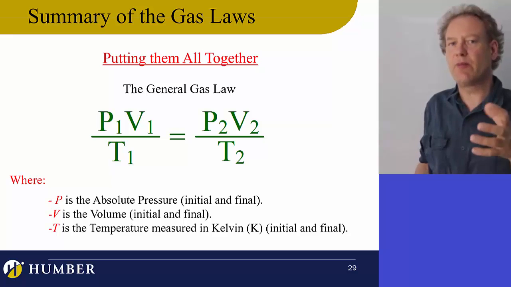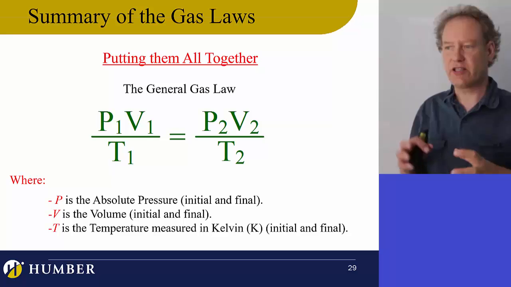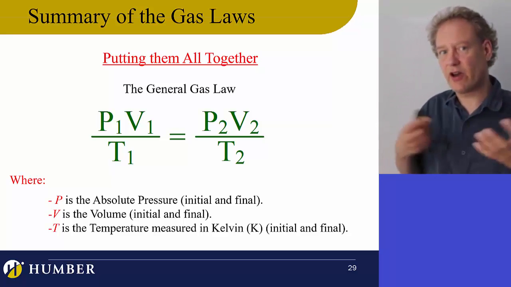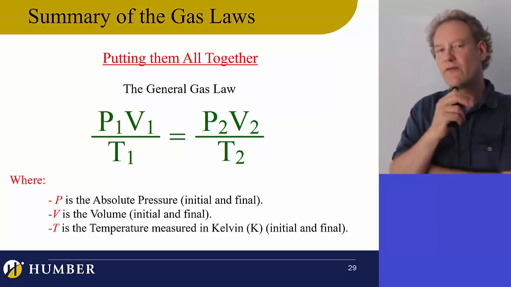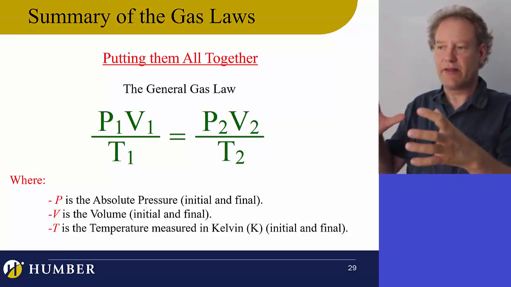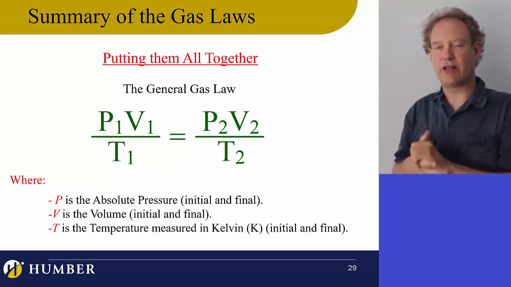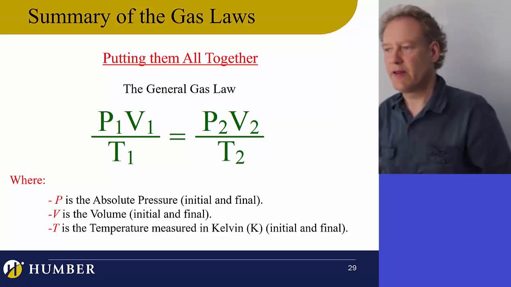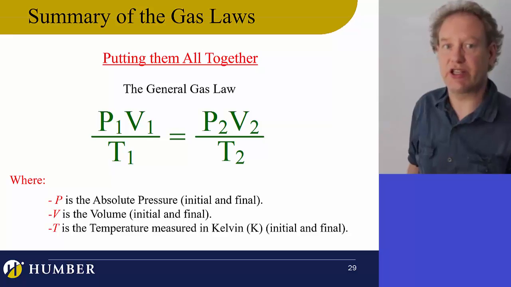If we put them all together into the general gas law, then we end up with this formula. We can put all three of those together and talk about the general gas law, where all three of them are changing, very much like that balloon example. If I were to take that balloon and throw it in the freezer, the pressure is going to change, the temperature is going to change, and the volume is going to change. They're all going to change, so we could study that with the general gas law. The pressure doesn't change as much as the other two, but it still changes.